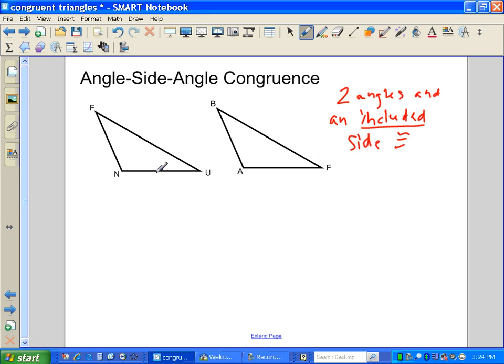So let's say we know that this side length is congruent to this side length, and we know that this angle is congruent to this angle, and that this angle is congruent to this angle. Well, we have two angles and an included side congruent to two angles and an included side. So I can say that triangle FUN is congruent to triangle BFA by angle side angle congruence.